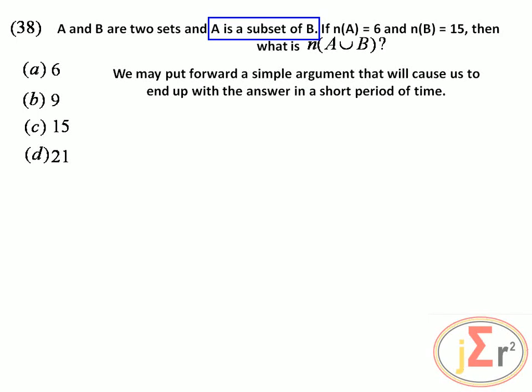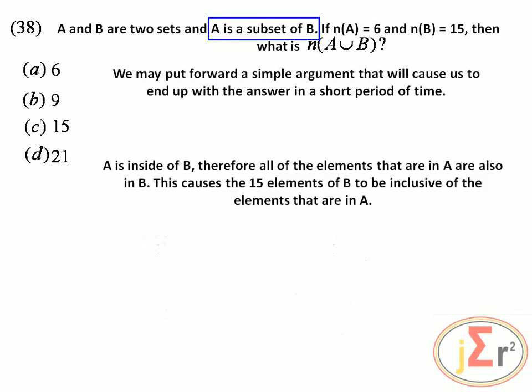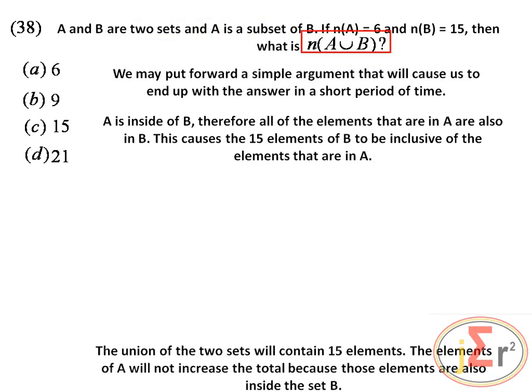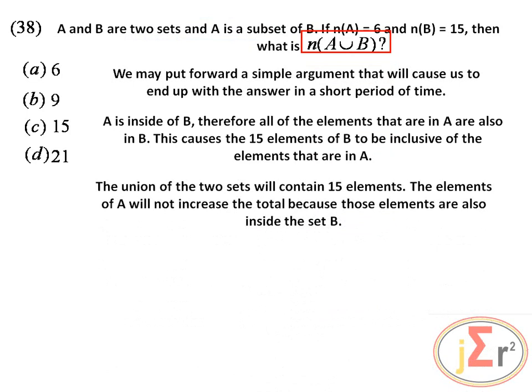A is a subset of B. That means A is inside of B. Therefore, all of the elements that are in A, every single one of them, are also in B. This causes the 15 elements of B to be inclusive of the elements that are in A. So all of the elements that are in A are also in B. The union of the two sets will contain 15 elements. Why? Because 15 elements are in B.